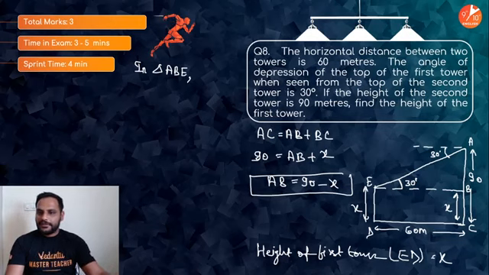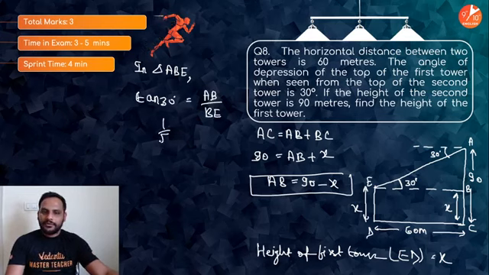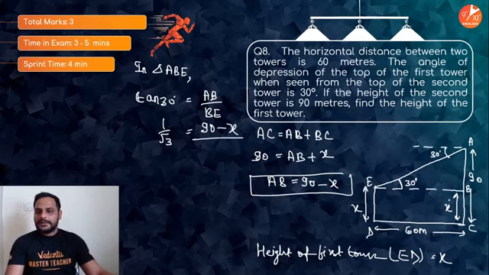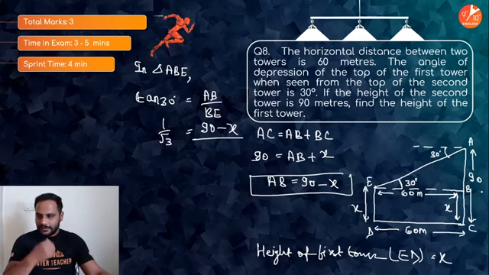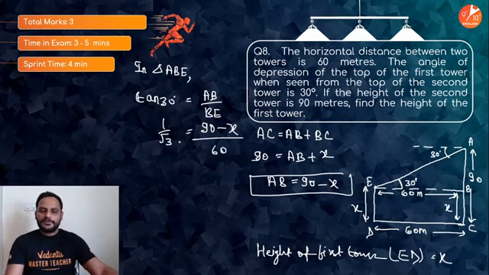In triangle ABE, tan 30 degrees will be equal to AB upon BE. Tan 30 is 1 by root 3. AB is 90 minus x, upon BE. If CD is 60, BE will also be 60, since BCDE is a rectangle. So this is upon 60. Shift 60 over there. So 60 by root 3 is equal to 90 minus x.